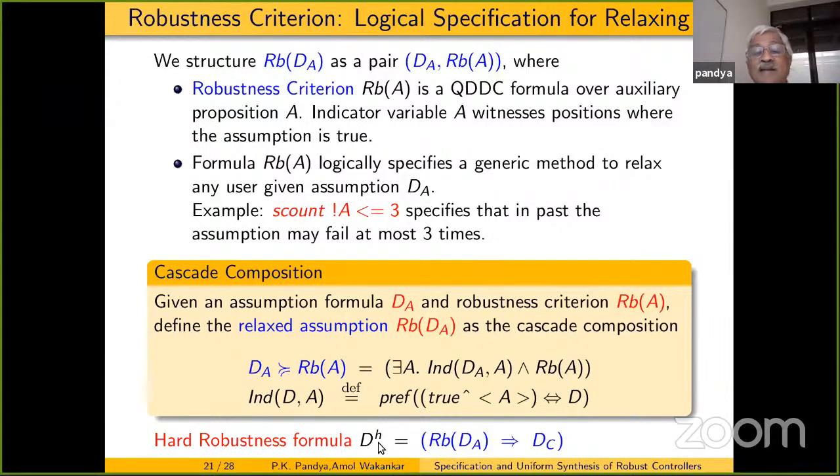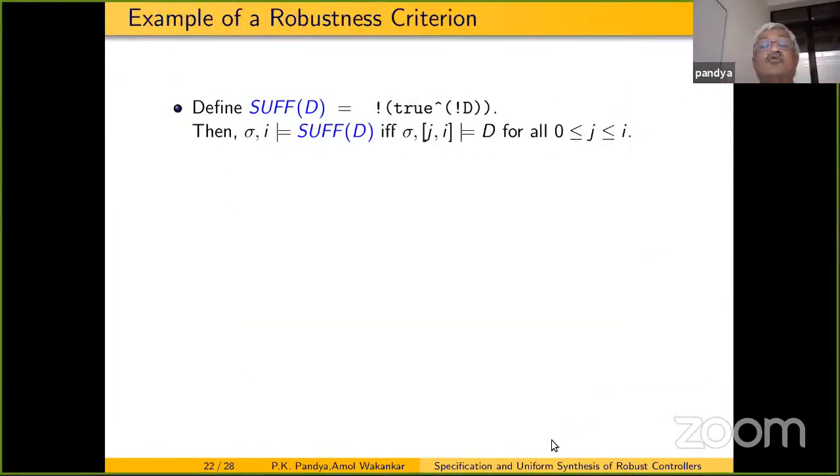And then the hard robustness criterion is that under this relaxed assumption RB of DA, DC should hold. Whenever RB of DA is met, DC should hold. This should be invariantly true. Okay, so let's explore some different kinds of examples of robustness criteria. The one formula I want to introduce is called suffix.